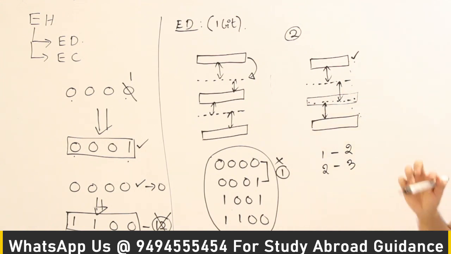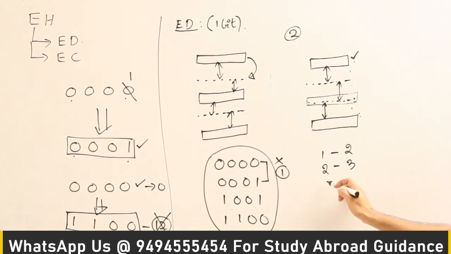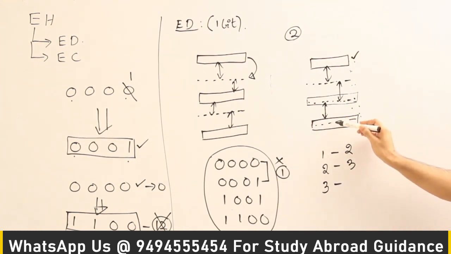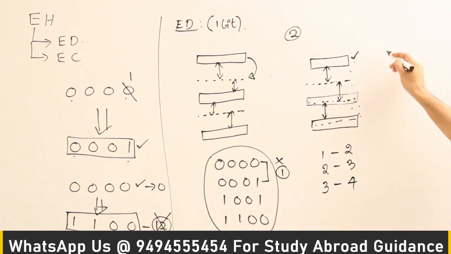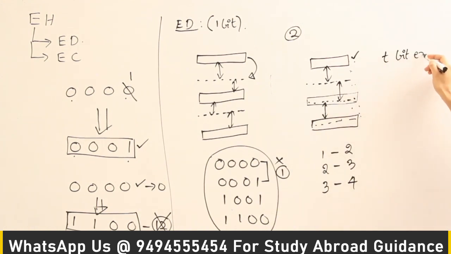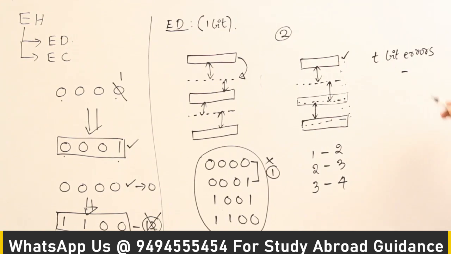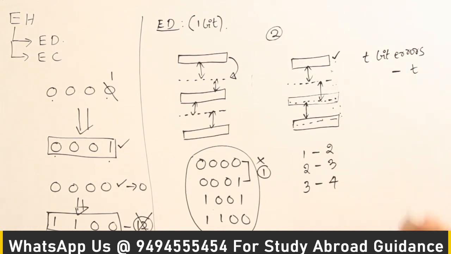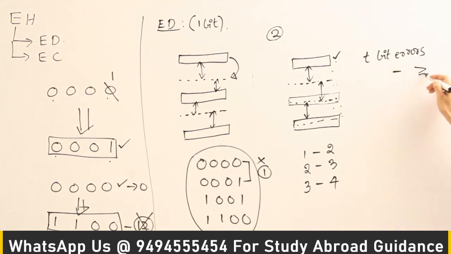1 2 3. The minimum distance between two valid codes should be 3, and in order to detect 3-bit errors, then you can guess it. So 1 2 3, even this one should be invalid, and valid code only can be present after that, beyond that. Therefore you are supposed to have 4. So one important question is, if your code has to detect t-bit errors, then definitely the minimum distance between every two valid codes should be at least t plus 1.